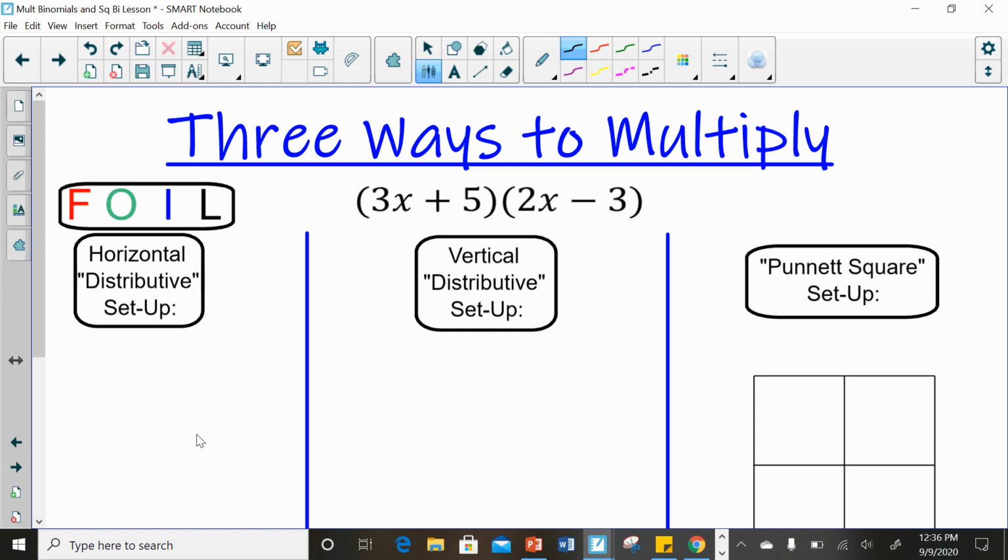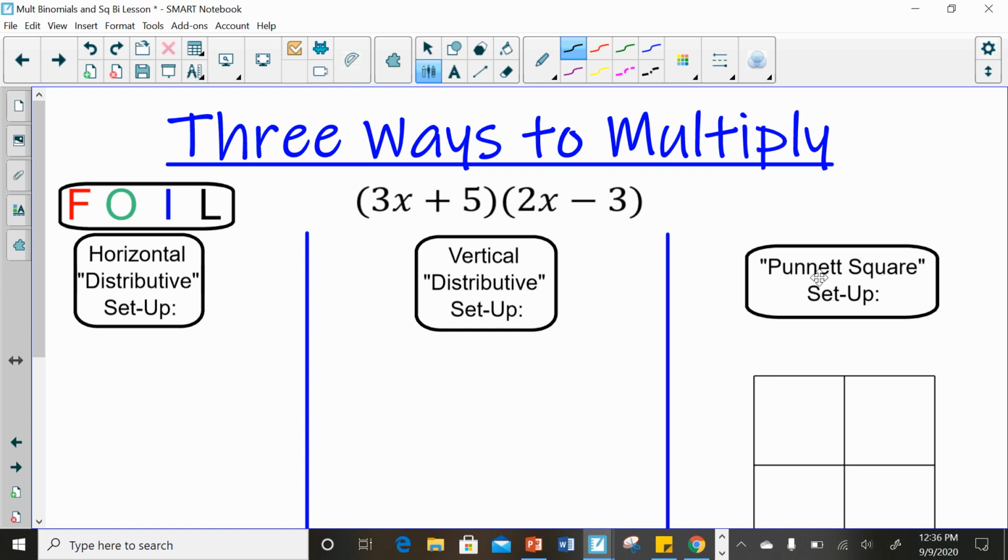Sorry about that. All right, so we're going to take three ways to multiply this binomial times this binomial. We're either going to do it the horizontal distributive method, which is using FOIL, or we're going to use the vertical method or a Punnett square. So we're going to use this 3x plus 5 times 2x minus 3 all three times. So we should get the same answer all three times.